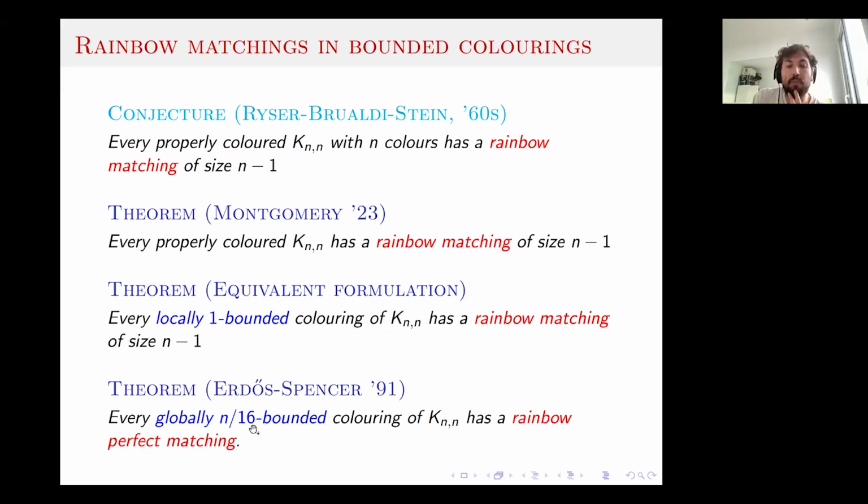Right, so let me point out that some order n bound. If you're looking at global bounds, then you need order n, otherwise there may just not even be enough colors. There has been a bit of work to try and get the best constant here. So this is not the best constant known, it's been improved.